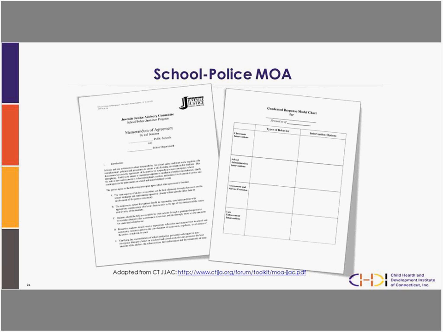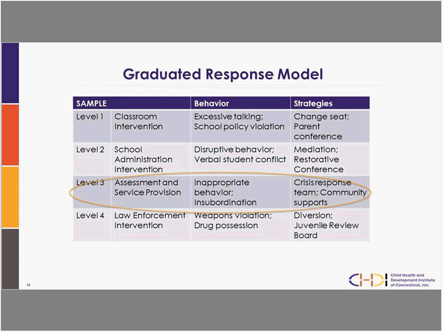One particular component of this is the graduated response model, which really is just a matrix or structured approach to reduce exclusionary discipline, in the form of suspension, expulsion, and arrest, by providing specific strategies to align with levels of behavioral intervention. So, for example, things we would want to be at level 1 are at the classroom intervention level. That's sort of the lowest level of intensity. Level 2 would be the school administration level, for things that are happening more frequently or at a level of severity that the school administration should become involved.